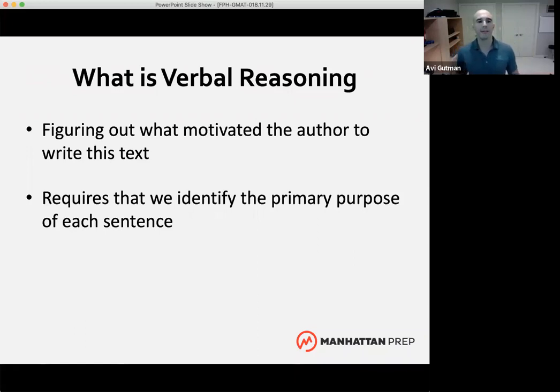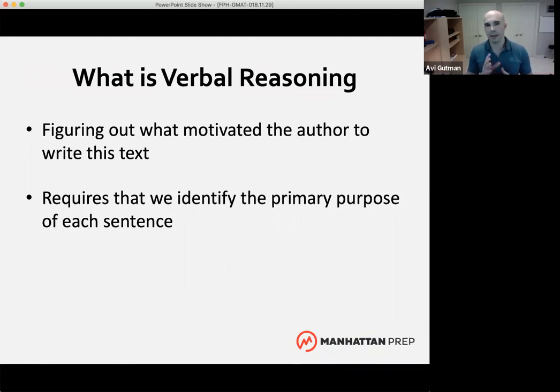Now, in order to do a good job with verbal reasoning, we have to have this skill of being able to identify the primary purpose of a sentence. So sentence correction is just a sentence, so that's obvious there. But when you go to critical reasoning, and certainly when you go to reading comprehension, if I can't identify the primary purpose of each sentence, there's no way that I'll be able to identify the primary purpose of the whole passage.